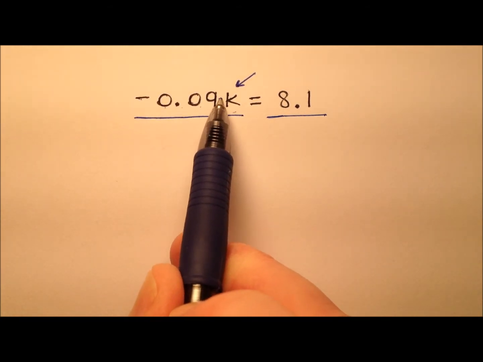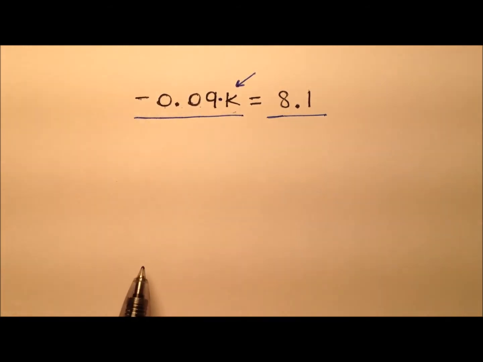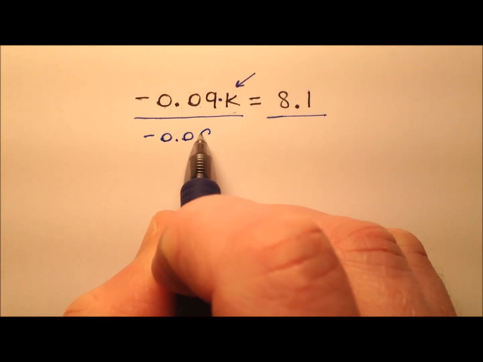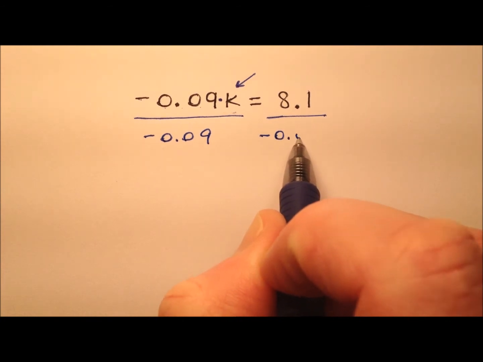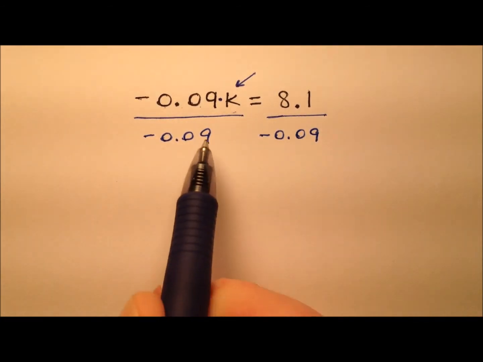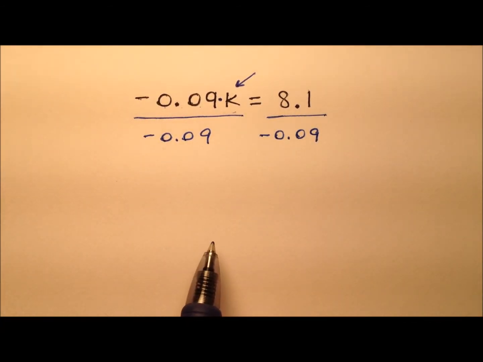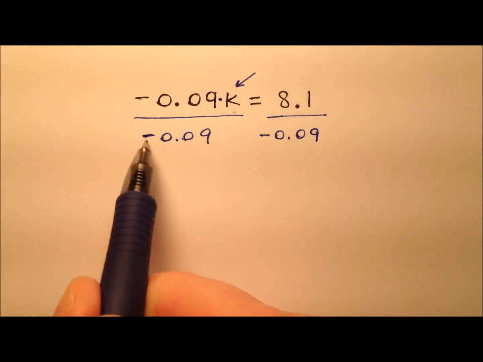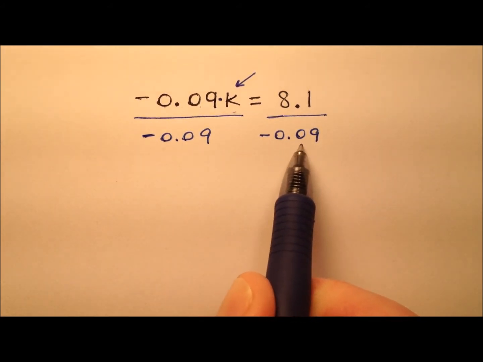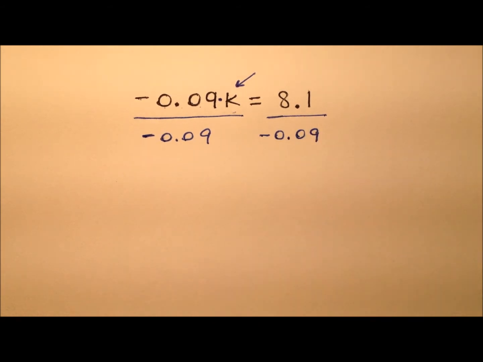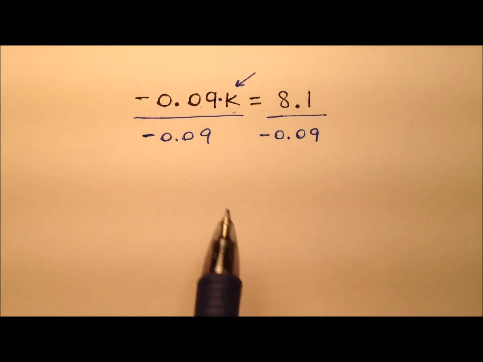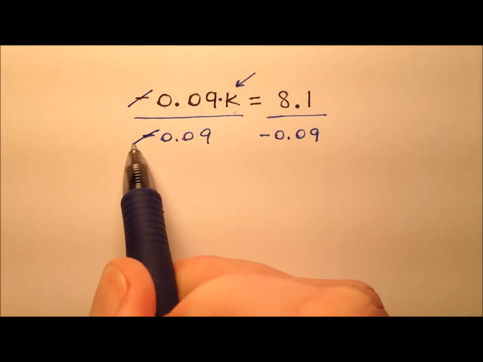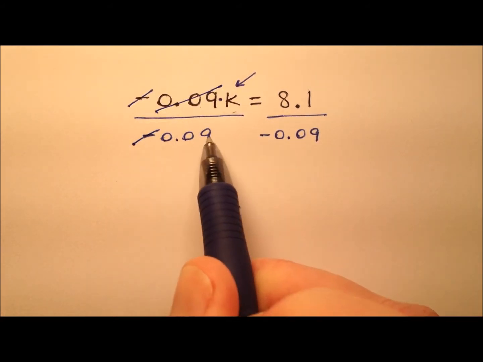So we know that division is the inverse operation to multiplication. So let's go ahead and divide both sides of our equation by negative 0.09. And we can do this using the division property of equality, which says that if I divide one side of the equation by a number, I need to also do that to the other side so I can keep everything nice and equal.